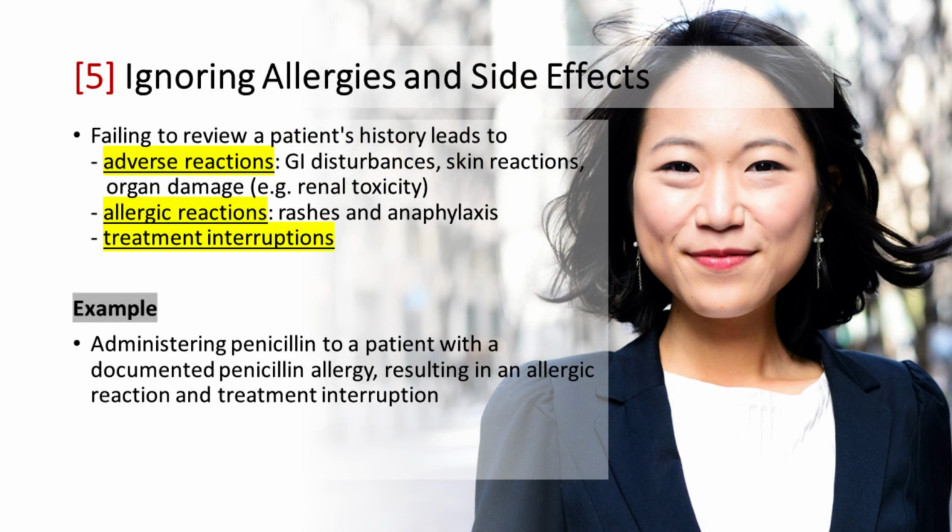Pitfall number 5: ignoring allergies and side effects. Failing to review a patient's history can lead to adverse reactions, allergic reactions, and treatment interruptions. Adverse reactions include gastrointestinal disturbances, skin reactions, and even organ damage, such as renal toxicity. Allergic reactions may range from mild rashes to severe anaphylaxis, which can be life-threatening. For example, administering a penicillin to a patient with a documented penicillin allergy, resulting in an allergic reaction and treatment interruption.